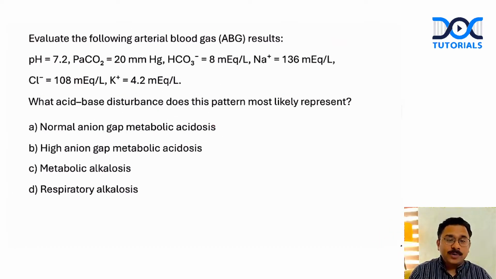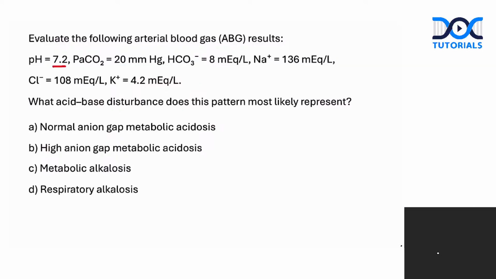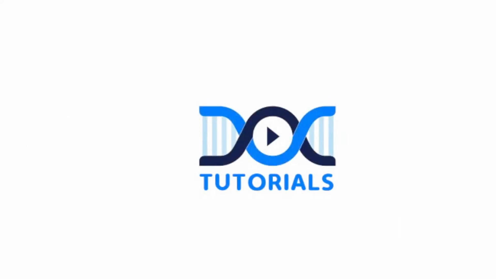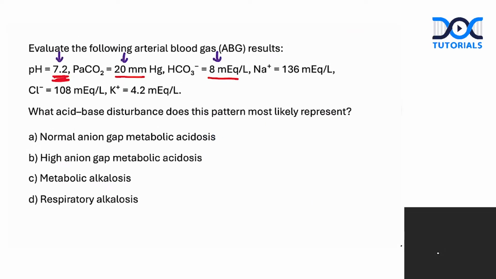Okay. Evaluate the following arterial blood gas analysis. The pH is 7.2. The PaCO2 is 20. Bicarbonate is 8. So all of this is definitely going to be a metabolic acidosis. Yes or no? This is going to be a metabolic acidosis. Right. Now, I've already eliminated option C and option D.